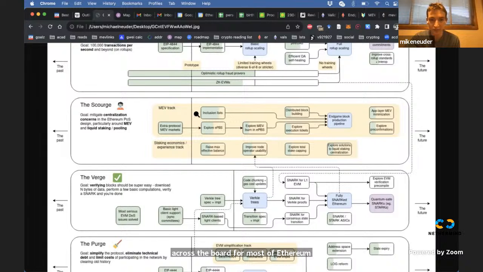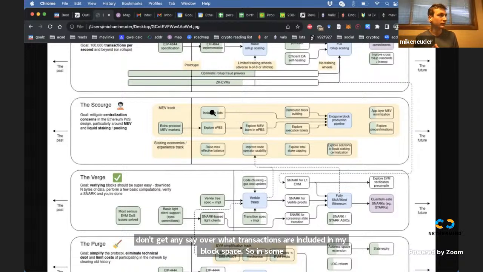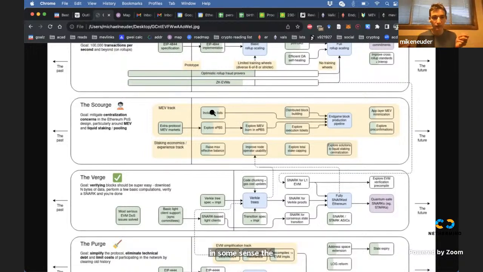Inclusion lists, the first box on the MEV track, are a way of constraining the action space of the builders. Right now, a validator has a single choice. They can either build their block locally and not get any MEV rewards, or use this external MEV market, MEV Boost, and get all of the MEV rewards of the external builders, but not get any say over what transactions are included in their block space. So the preference I can express over my block space is very binary. I control the entire block space, or I control none of it.